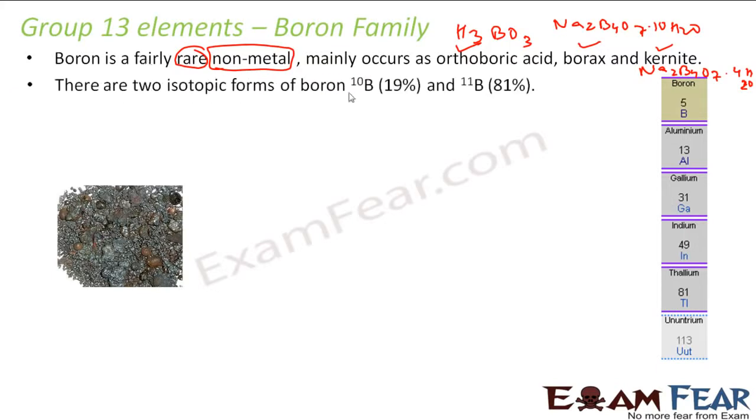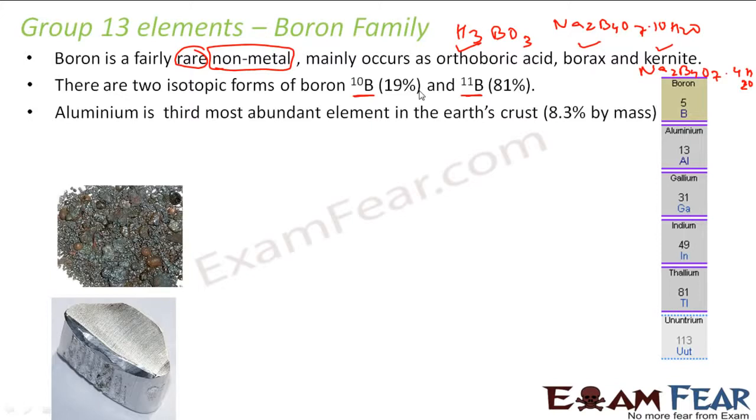And there are two isotopic forms of boron, 10B and 11B. The 11B is 81% and the 10B is 19%. Boron is done, and the next element is aluminium.